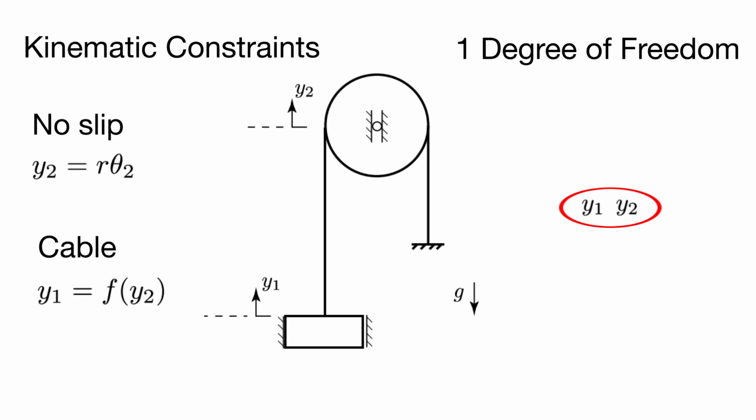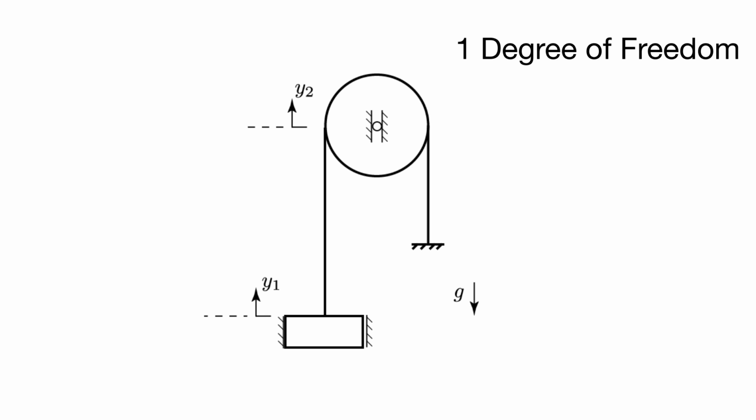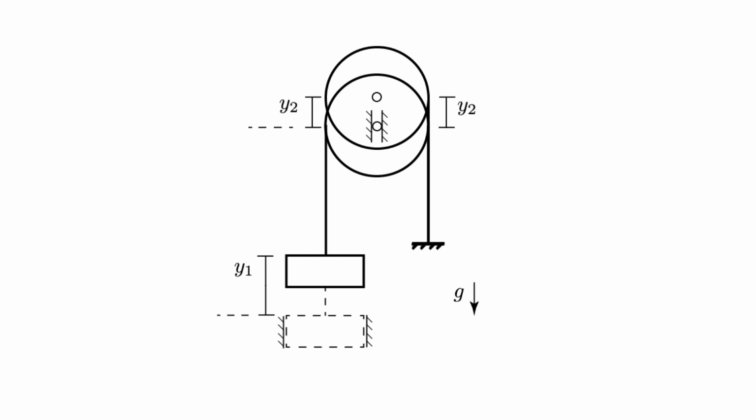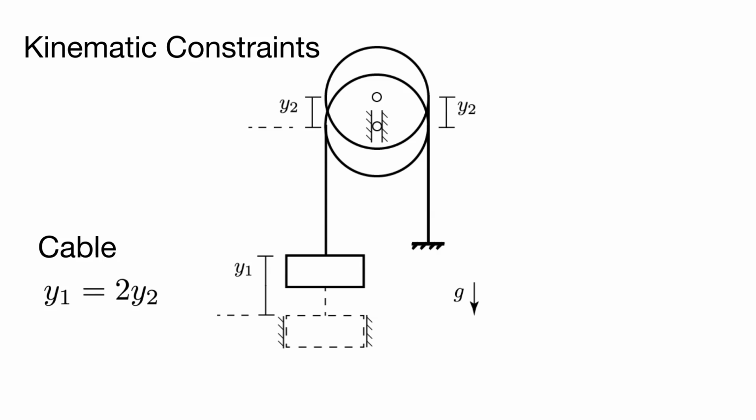A conceptual trick. Assume y1 remains fixed while y2 is varied. If the pulley is moved a distance y2 with the mass fixed, you can see that the cable's length would need to be increased by 2 times y2. This is in fact the distance the mass must travel since the cable is of constant length. Therefore, the kinematic constraint linking y1 and y2 can be expressed simply as y1 equals 2 times y2.